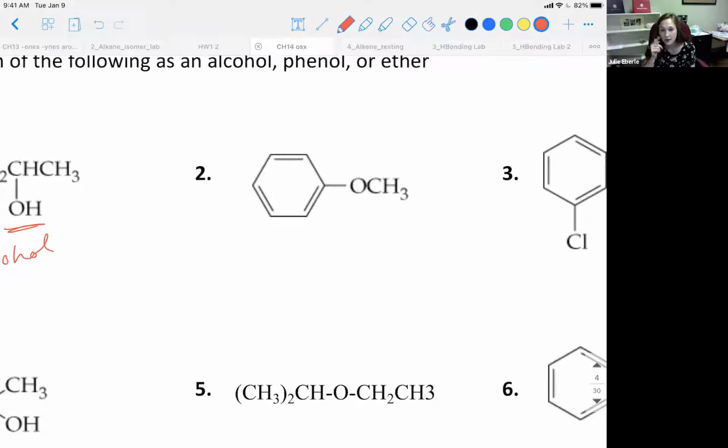Abby says phenol. So there is the aromatic ring, but a phenol is specifically an aromatic ring bonded, well. Would it be an ether? To an OH, okay. So let's expand, yes, Madison, let's expand what's going on with these.